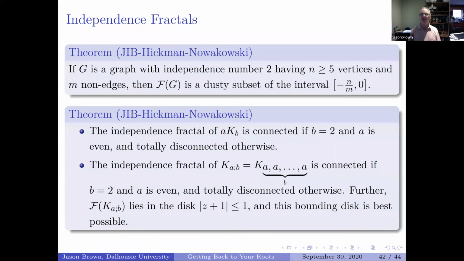The independence fractal of A times K sub B, so that's A disjoint copies of the complete graph on B points, is connected if and only if B equals 2 and A is even, and it's totally disconnected otherwise. The independence fractal of K sub A,B, which is the complete multipartite graph where each cell has A things in it and there are B cells, is connected if B equals 2 and A is even, and totally disconnected otherwise. Furthermore, we can find a disk that contains the fractal: the disk centered at -1 with radius at most 1, and this is best possible.